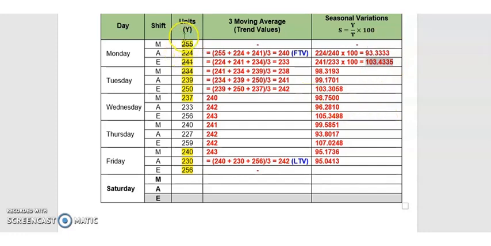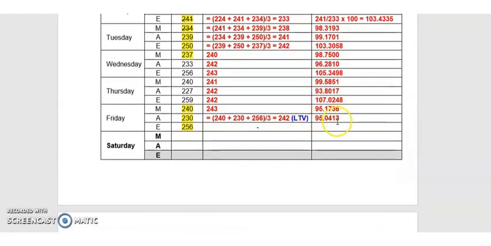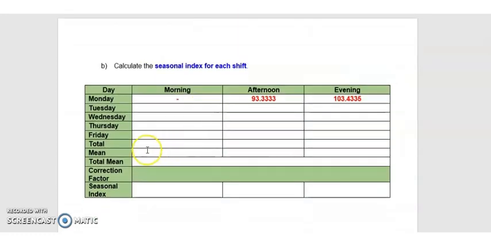Make sure you enter data correctly from the first step. Once you enter data incorrectly in the first step, all your calculations here will be affected. Next will be 103.4335, and then continue until the last value of seasonal variations. There will be no seasonal variation for Friday in the evening shift. So Friday evening shift, there will be no value.